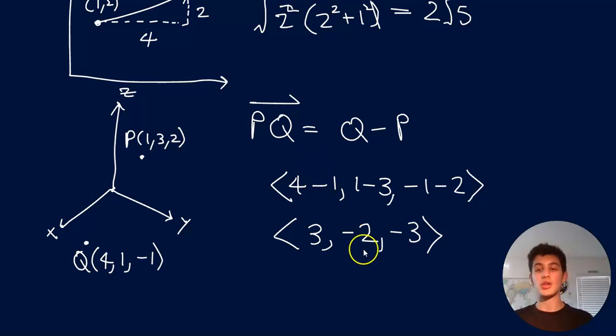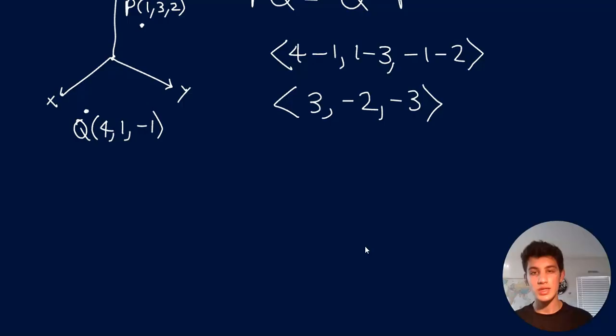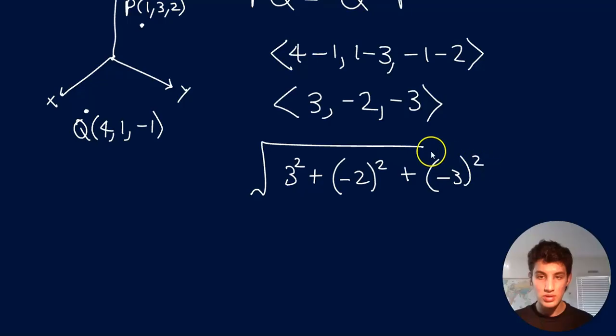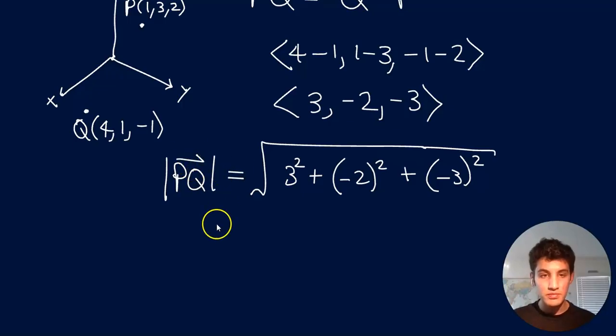Now, how do we find the magnitude of this? Well, I think I mentioned this last time. It's the same thing as the Pythagorean theorem. You're just adding another one. So it would be 3 squared plus the next component, negative 2 squared, plus the next component, negative 3 whole squared. So now what is this? This is the magnitude of PQ.